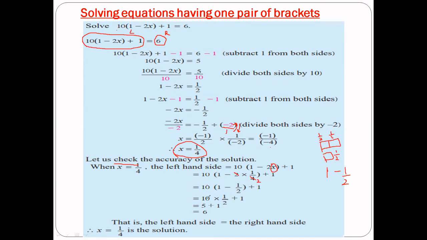So you can write 10 into half, because this part is half. 10 into half plus 1. 2 into what is 10? 2 into 5 is 10. 5 multiplied by 1, 5. 5 plus 1 is 6.